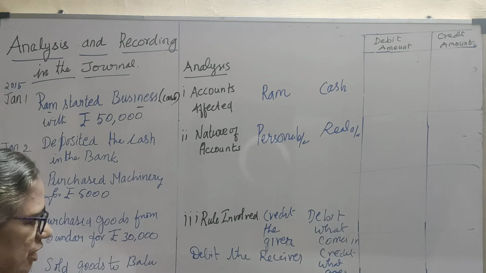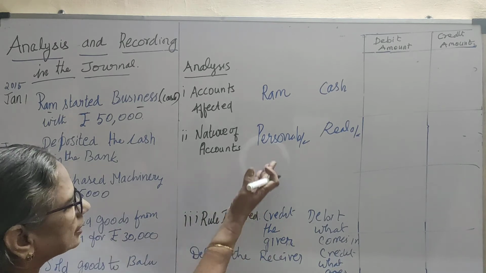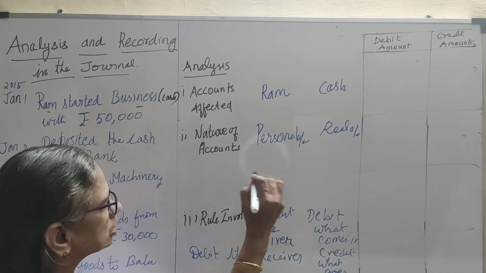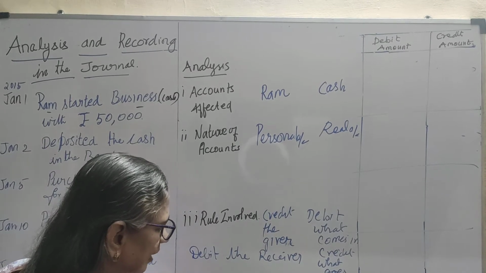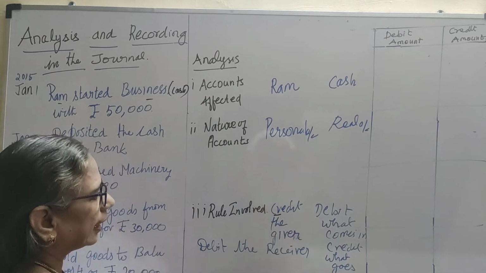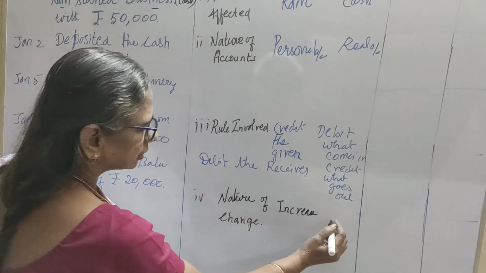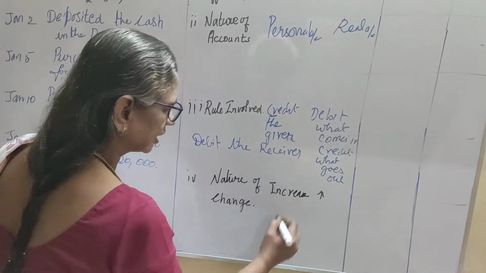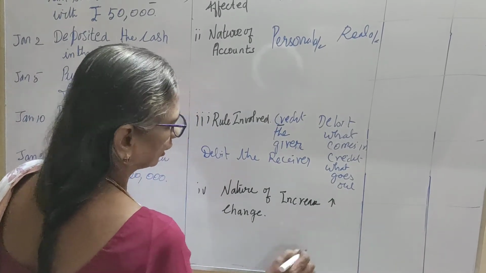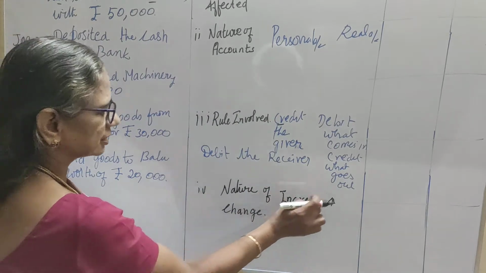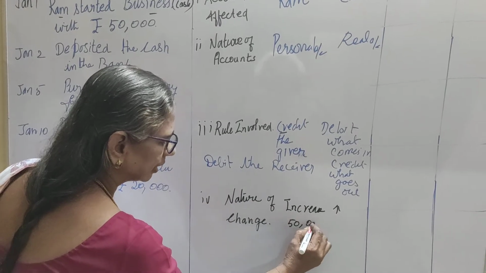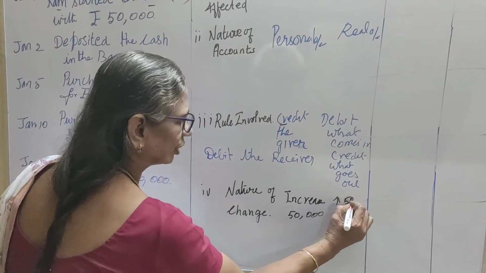Next, what is the nature of the change? Now here in this personal account, there is an increase. So far it was 0 in this personal account. Now there is an increase in the personal account. That means the credit. Here there is also an increase. So far no money was there. Now the money has come to the business. So this account is increased, this account also increased. Increase with how much? Increase with 50,000, and here also increase with 50,000.